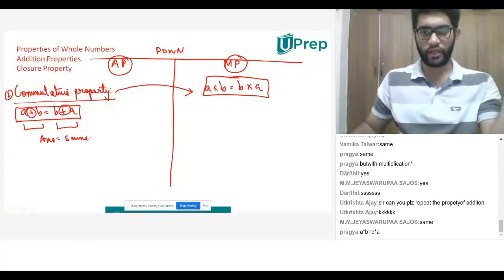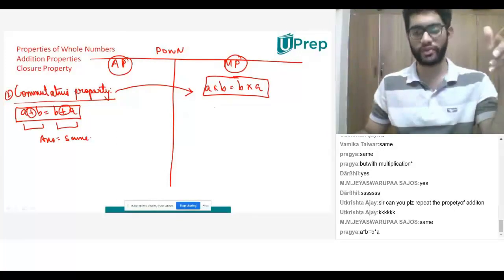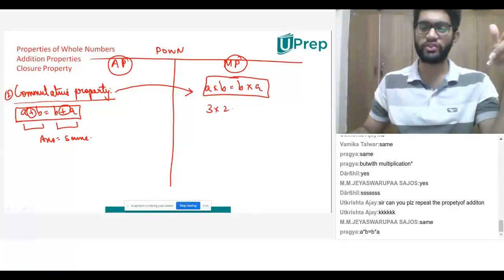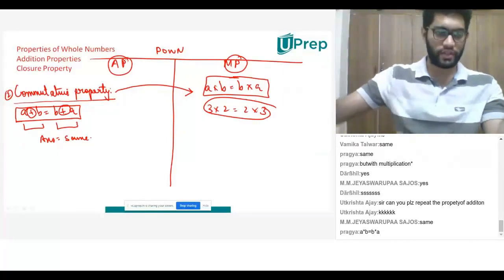Okay. So basically, the commutative property in terms of multiplication is the same thing. Irrespective of the order of multiplication, the final answer remains the same. So 3 into 2 is the same as 2 into 3. As simple as that. Even this is clear. Chalo.